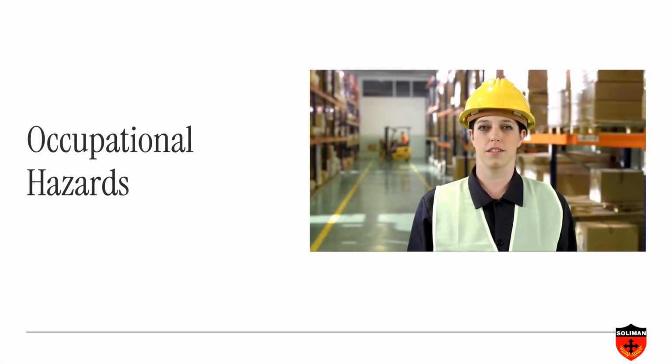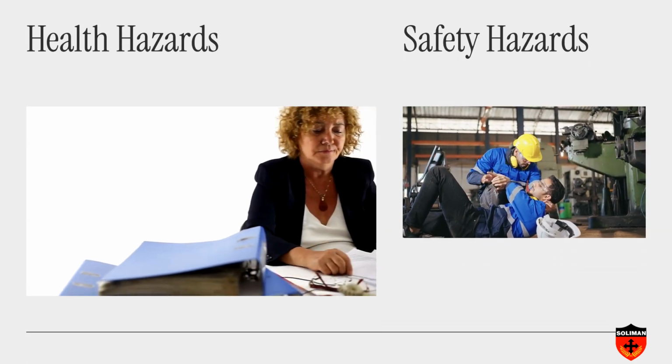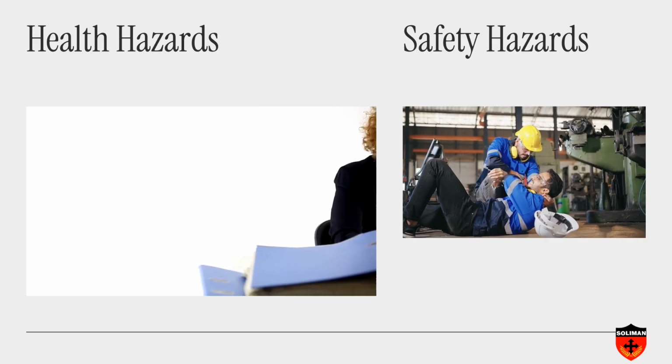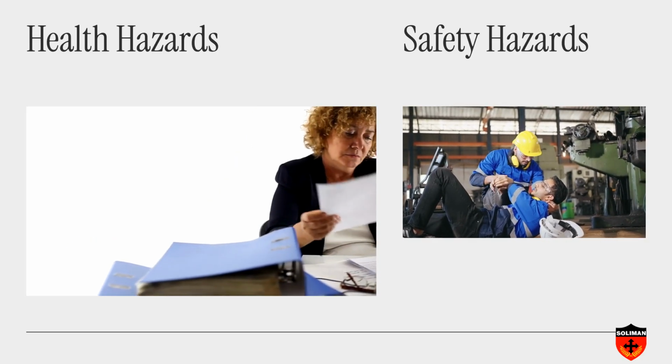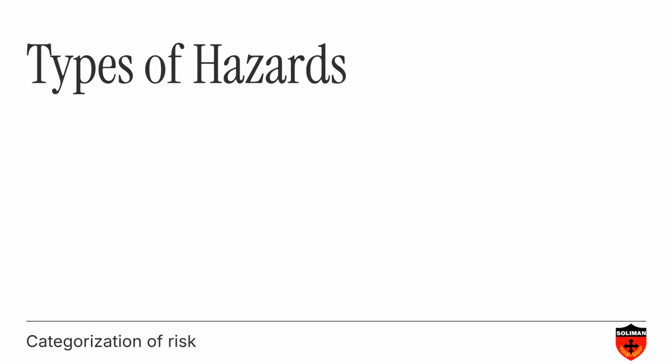Occupational hazards are any workplace elements, objects, or conditions that have the potential to cause harm or affect the health of workers. Hazards are classified into 2 main types: health hazards, which may lead to occupational diseases, and safety hazards, which can result in immediate accidents and injuries. Understanding the different categories of hazards helps us target the appropriate control measures.